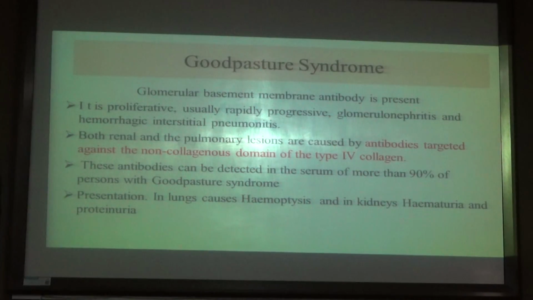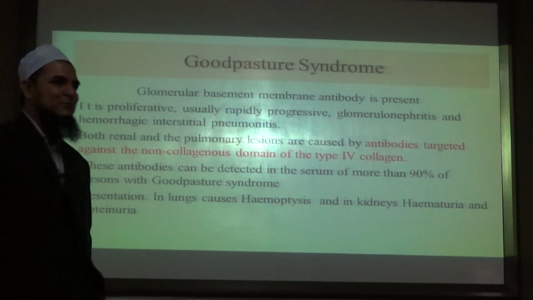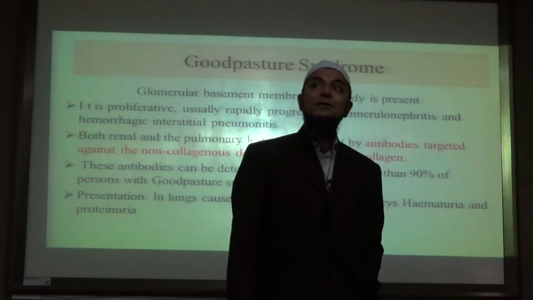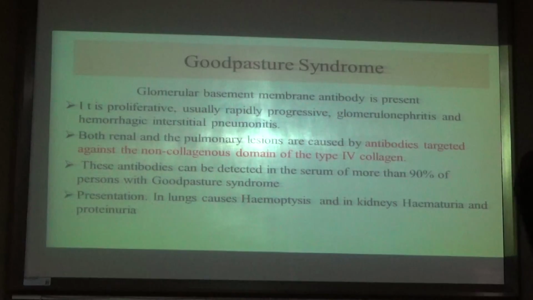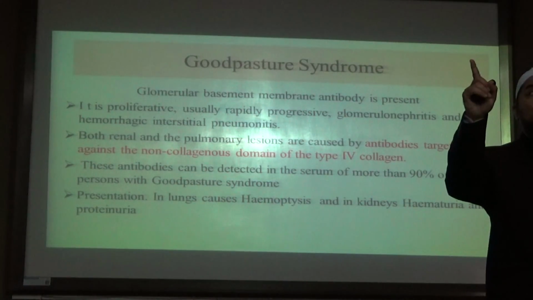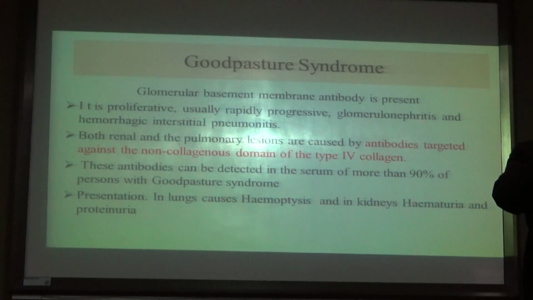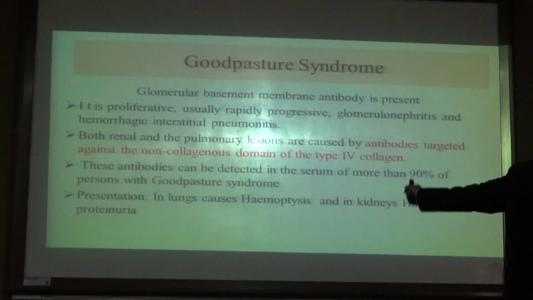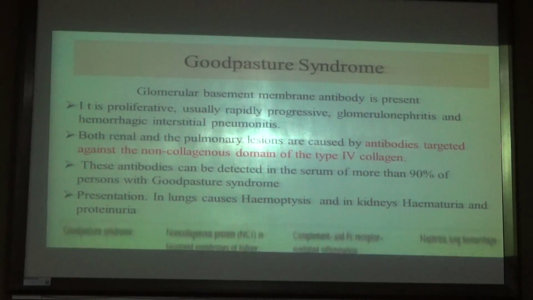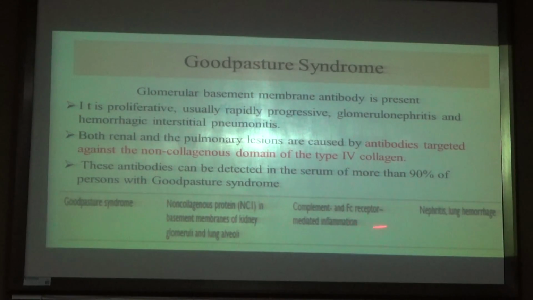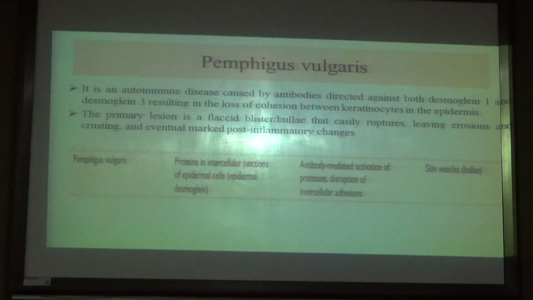There is one more similar situation. Yes, vitamin C deficiency. Very good. There is the same situation, another situation, that is vitamin C deficiency, scurvy. Clear? Again there is a problem of the collagen, but that is a problem of collagen maturation, whereas here there is damage of the collagen caused by antibodies. Okay? So here is complement and Fc receptor mediated inflammation, and then nephritis and lung hemorrhages.